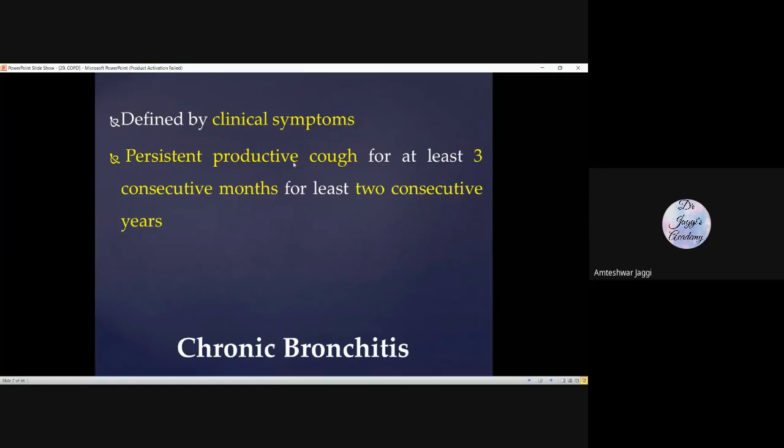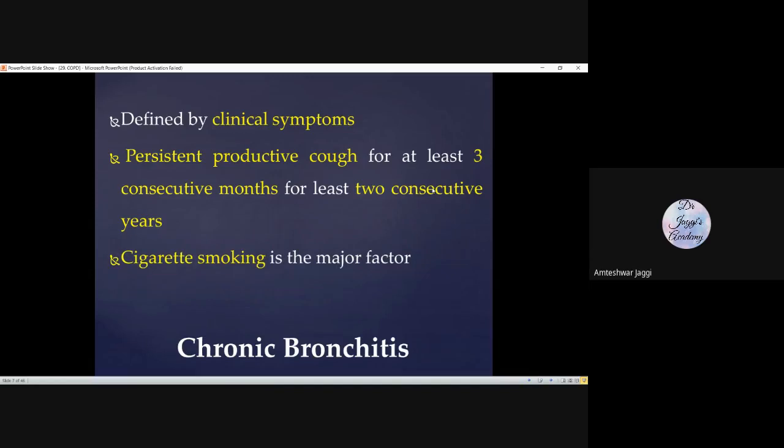And this cough has to remain for at least 3 consecutive months and for at least 2 consecutive years. So there should be 2 consecutive years, and within those 2 years, there should be 3 consecutive months of persistent productive cough. Then you actually label that disease as chronic bronchitis.